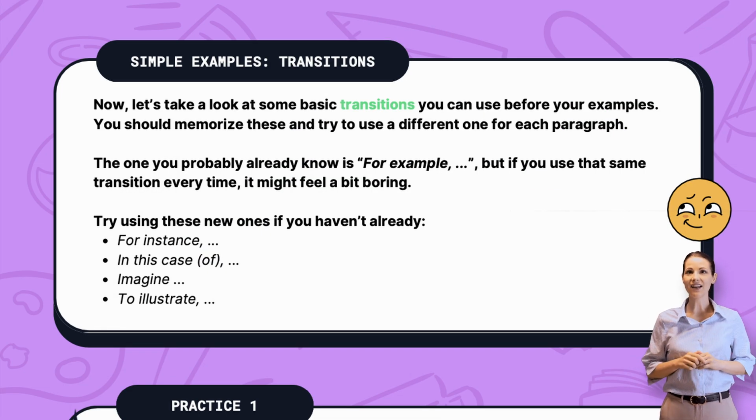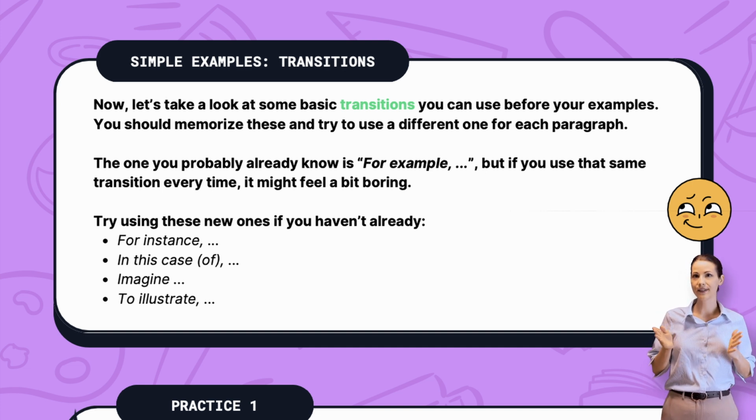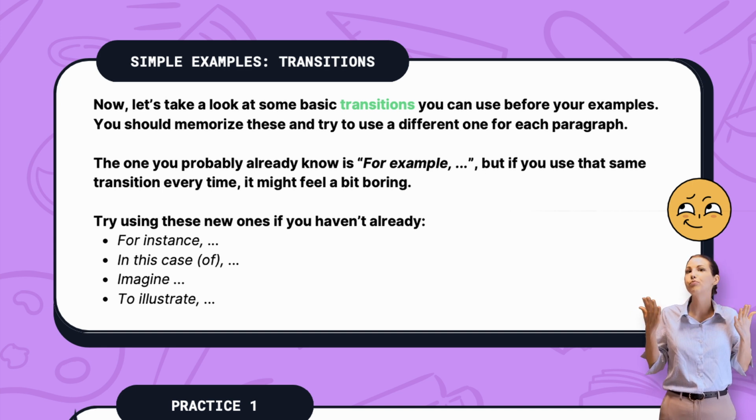Now, let's take a look at some basic transitions you can use before your examples. You should memorize these and try to use different ones for each paragraph. The one you probably already know is for example. But if you use that same transition every time, it might feel a bit boring. Try using some new ones if you haven't already, like for instance, in this case, imagine, or to illustrate.